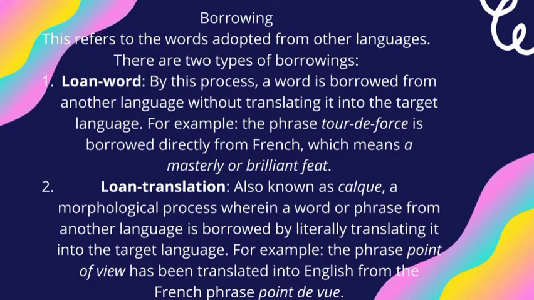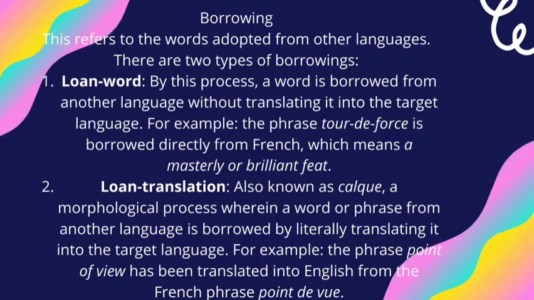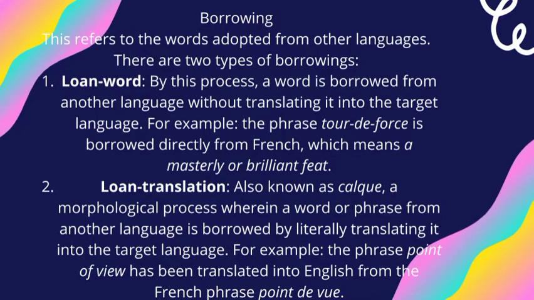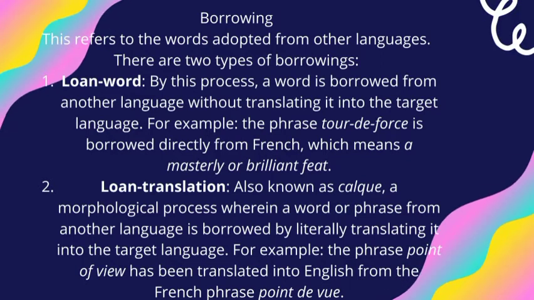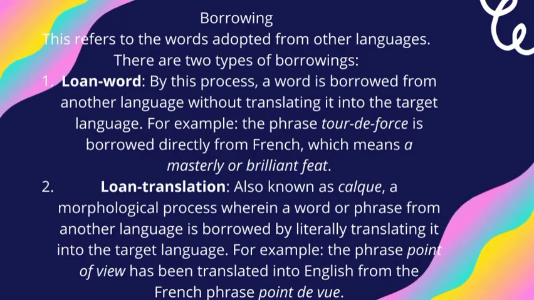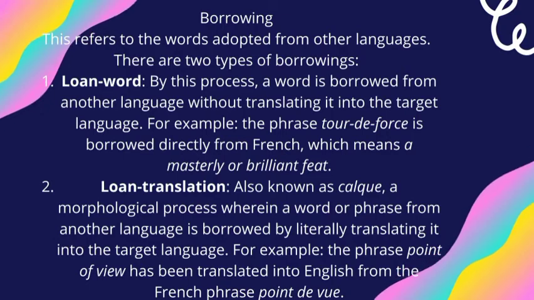6. Borrowing. This refers to words adopted from other languages. There are 2 types of borrowing. 1. Loan word. By this process, a word is borrowed from another language without translating it into the target language. For example, the phrase tour de force is borrowed directly from French, which means a masterly or brilliant feat. 2. Loan translation, also known as calque, a morphological process wherein a word or phrase from another language is borrowed by literally translating it into the target language.